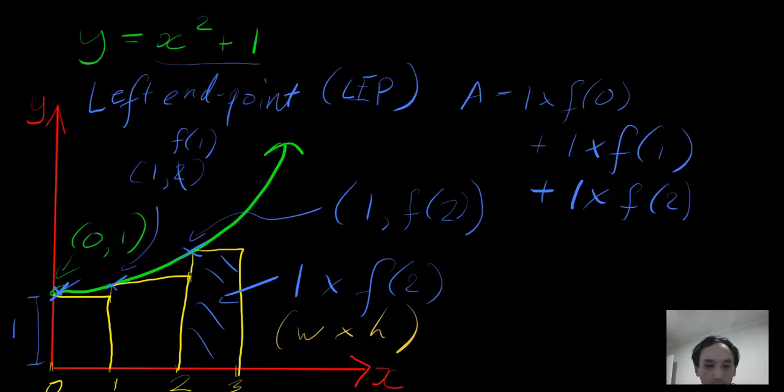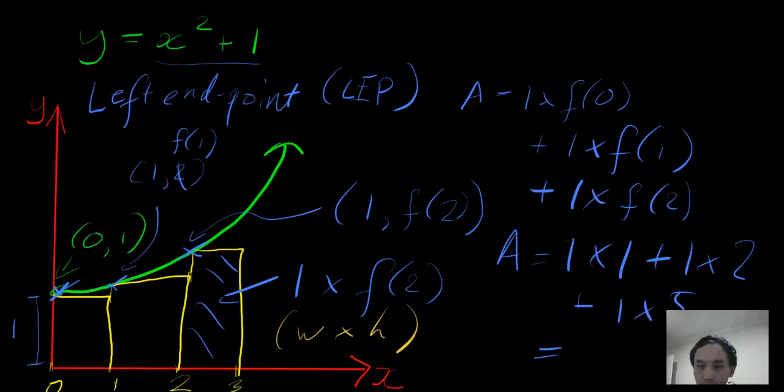Okay, this is how you get the area underneath the curve from x equals 0 to x equals 3. And if you evaluate all of this, let's have a look. So 1 times f of 0, which is 1, plus 1 times f of 1, which is 2. And we add 1 times f of 2. 2 squared plus 1 is 5. So we have 1 times 5. And this is all equal to 1 plus 2 plus 5, which gives you 8 square units.